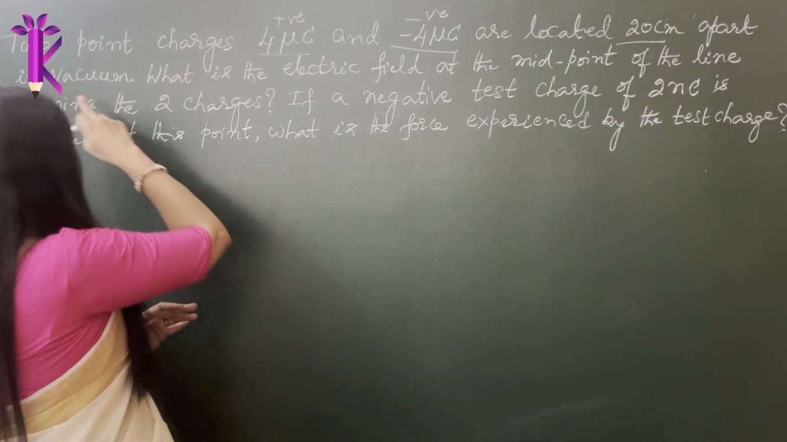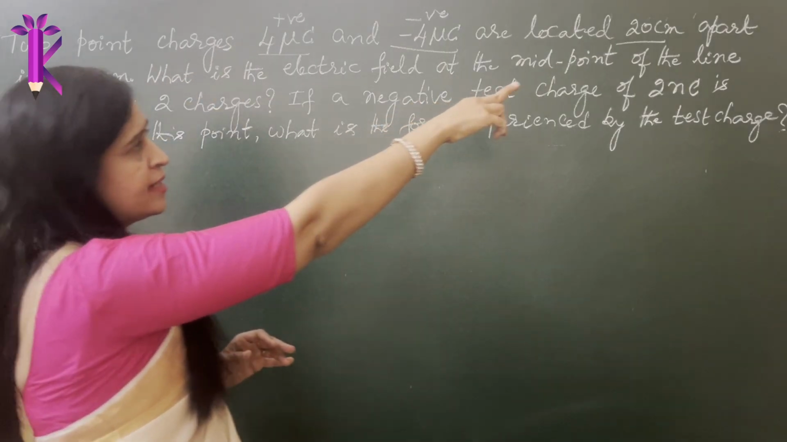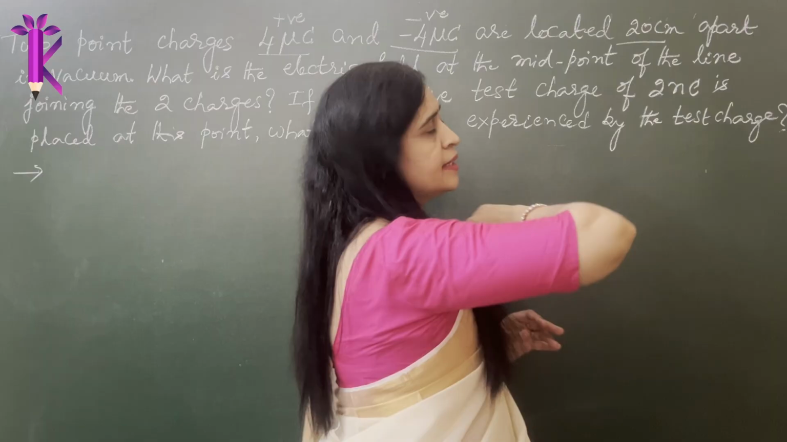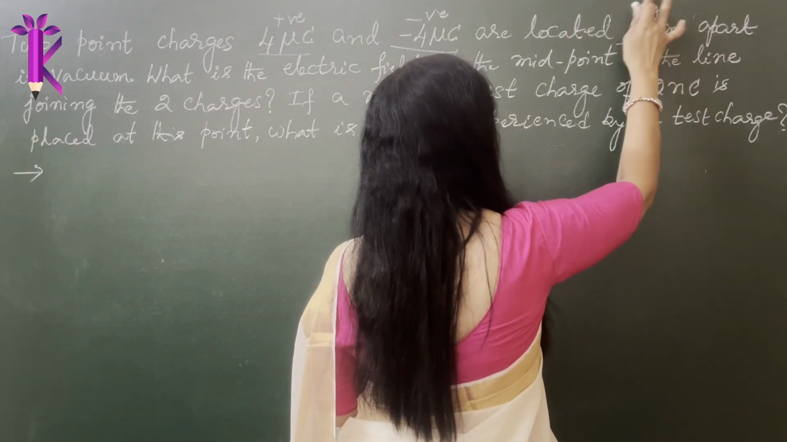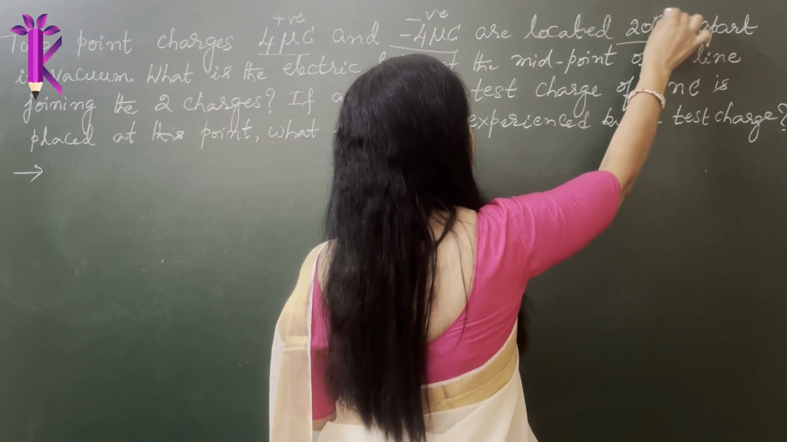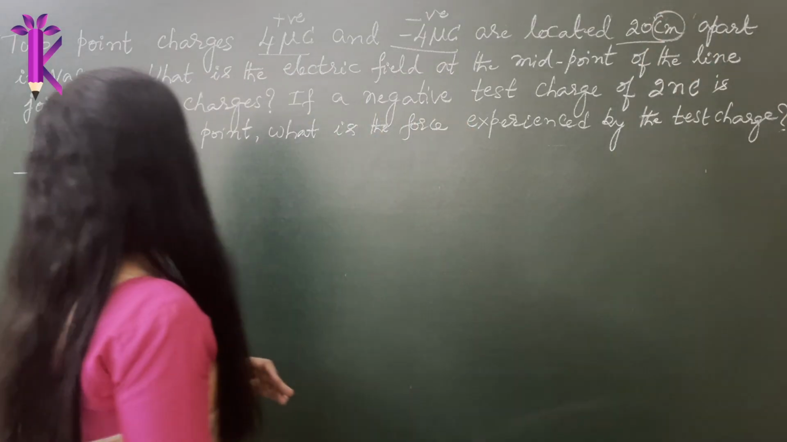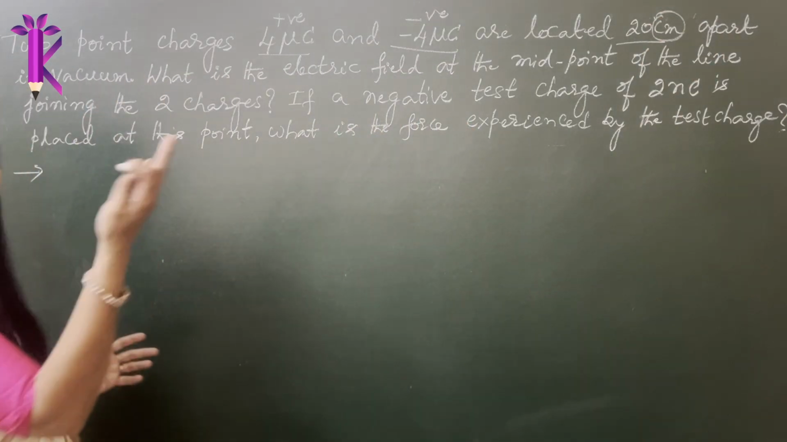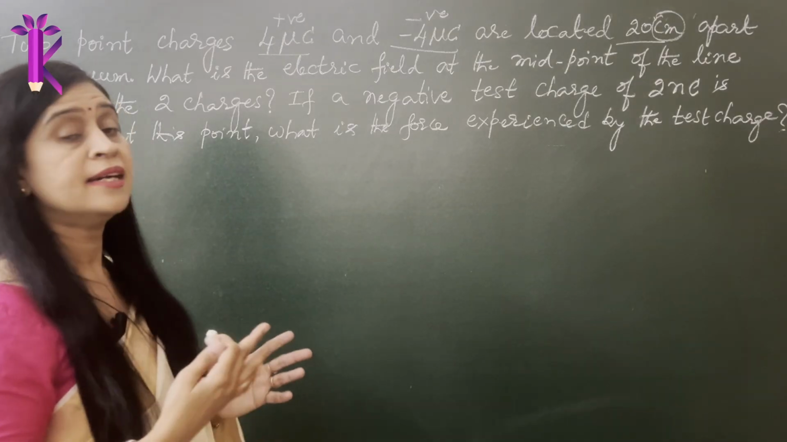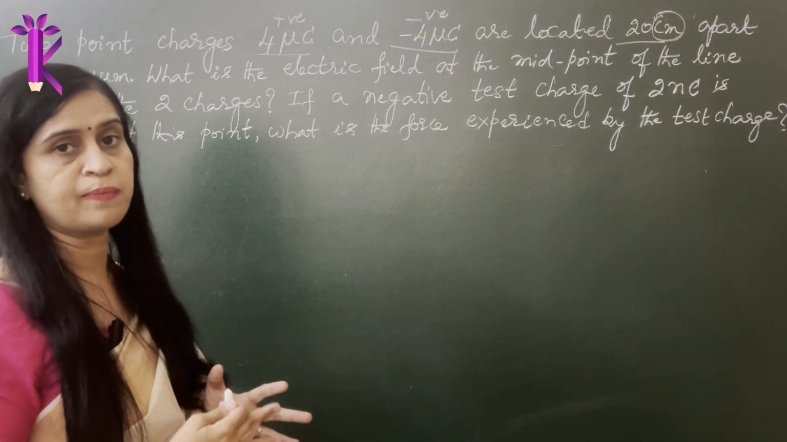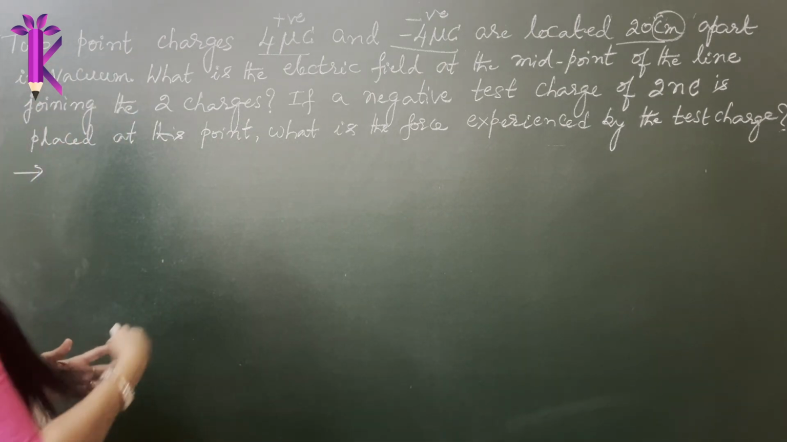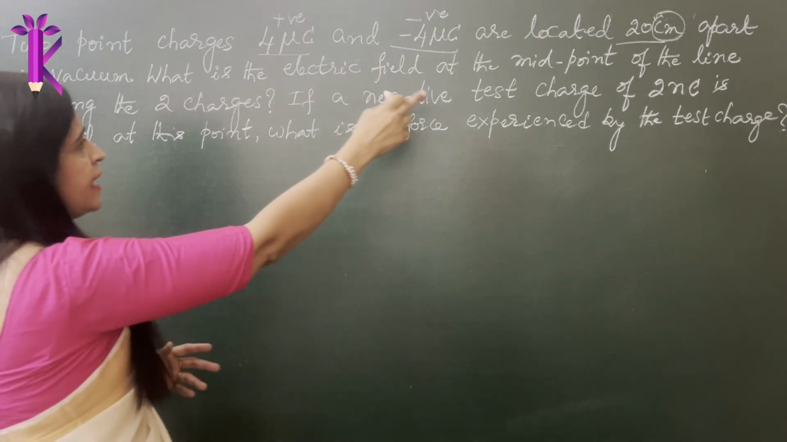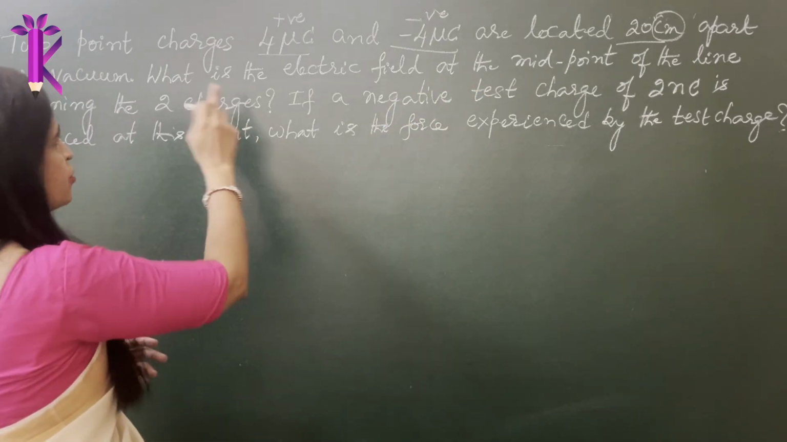In vacuum, except that here instead of giving it in the MKS unit, they have given it in CGS. So you have to convert this centimeter into meter, right? Apart in vacuum, so vacuum permittivity we know the value, so 1 by 4 pi epsilon naught value is known, which is 9 into 10 to the power of 9. What is the electric field at the midpoint of the line joining the two charges?